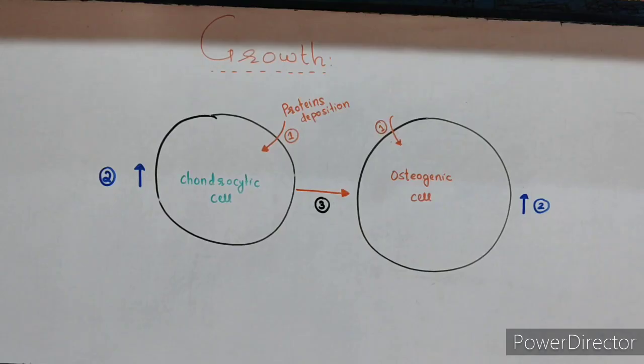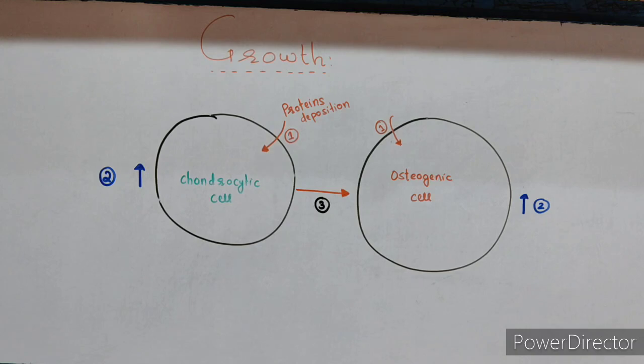Now the main function of growth hormone is to increase the growth of the skeletal frame, that is bones. Growth hormone has 3 important effects on the growth of bones. On the left side is chondrocytic cell that causes the deposition of cartilage, and on the right side is osteogenic cell that causes the deposition of bone.